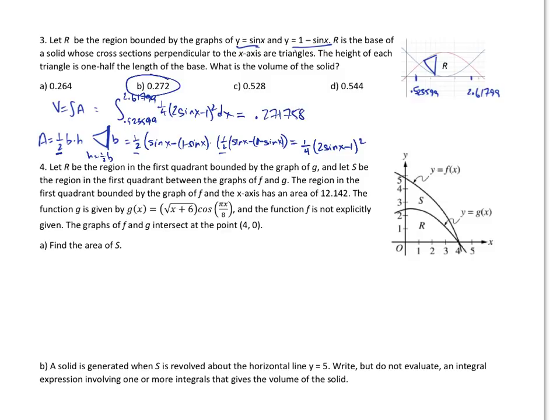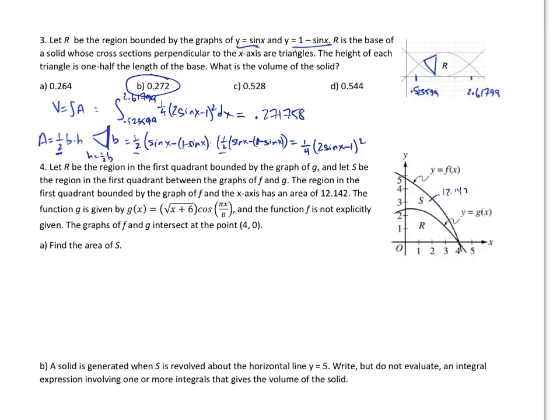Let R be the region in the first quadrant bounded by the graph of g. Let S be the region in the first quadrant bounded between the graphs of f and g. The region in the first quadrant bounded by the graph of f and the x-axis has an area of 12.142. So they're telling us that that's 12.142 as far as the area is concerned.